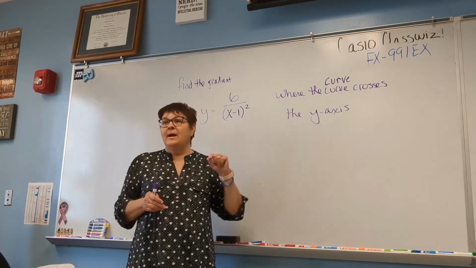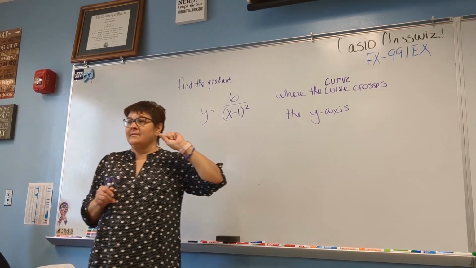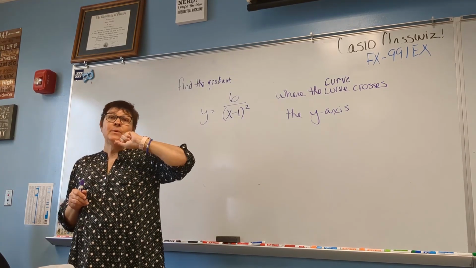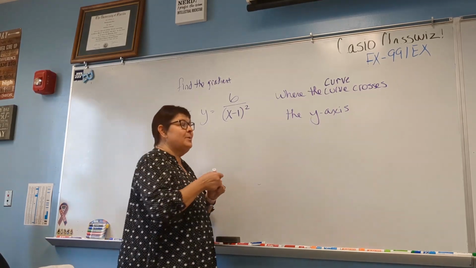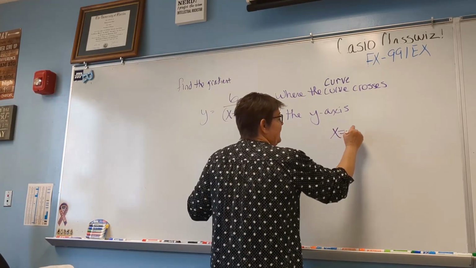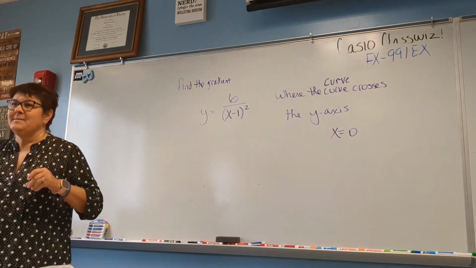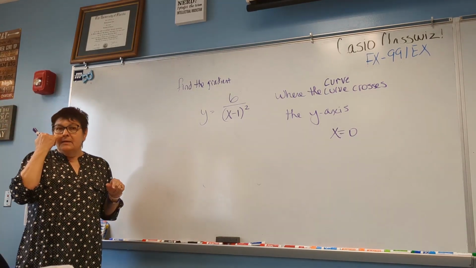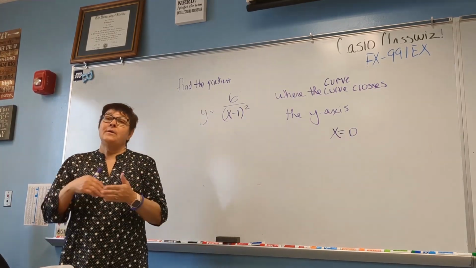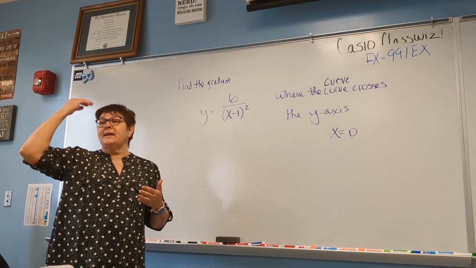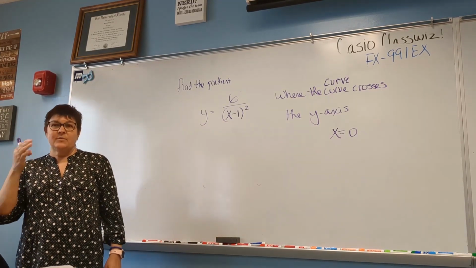Where the curve crosses the y-axis. So what's another name for where the curve crosses the y-axis? The y-intercept. So what do we know about the y-intercept? X is 0, right? So without me saying it, I'm giving you an x value. Does that make sense? So don't be discouraged by descriptions like where we cross the x-axis, where we cross the y-axis. We have to have that algebra knowledge base of what that means.